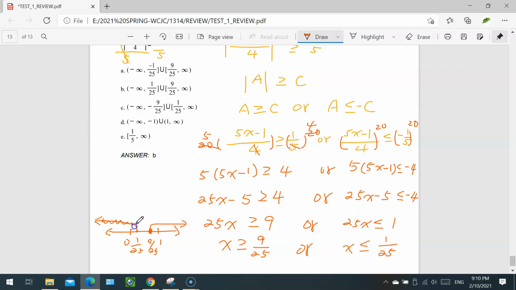So the shaded regions go in different directions. The most left hand side has negative infinity. The most right hand side has positive infinity. So the shaded region covers everywhere except the interval between 1 over 25 and 9 over 25. So the interval notation will be negative infinity, comma, 1 over 25, a bracket. Union, another bracket open, 9 over 25, comma, infinity, and you close it. Alright, so the answer choice is B.